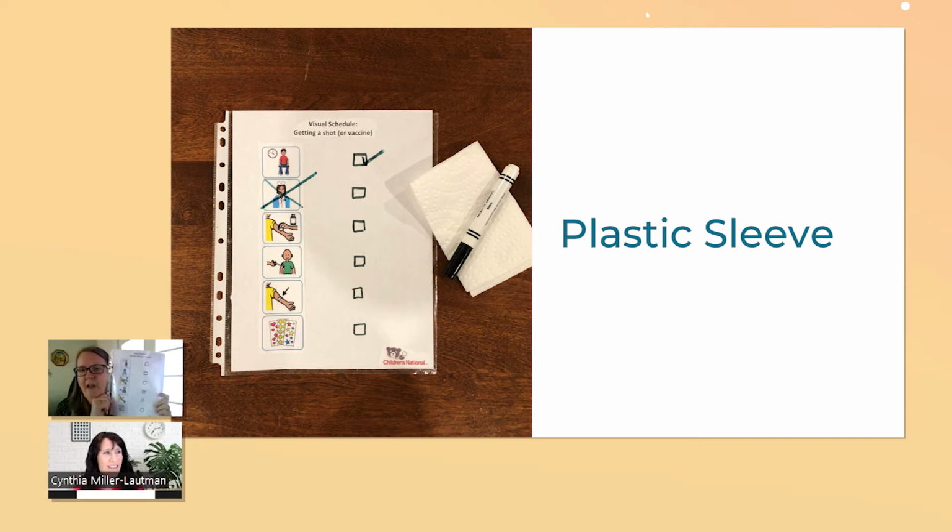So I went on the net and I found the steps to the vaccine, and I printed it out, and then I put it in my plastic sleeve. And what's fun about the plastic sleeve is I can take my Crayola washable marker and actually write and draw on my plastic sleeve and wipe it off with a Kleenex or a sock. We're going to talk a little bit more about that later. So that would be the plastic sleeve.